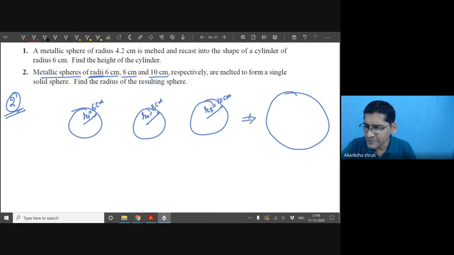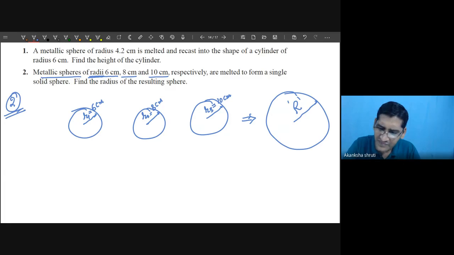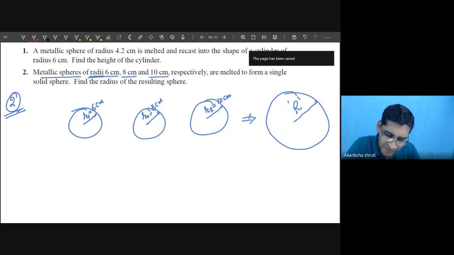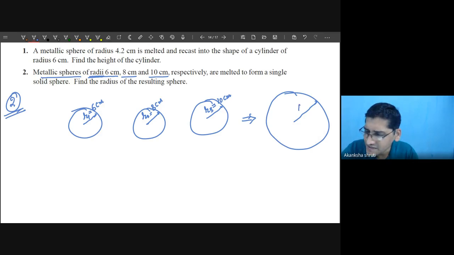Means it will give a bigger sphere. Find the radius of this resulting sphere. Let us denote it by capital R. Okay. It may be asked for calculating the surface area of the new sphere. The same concept. After calculating the radius, you have to calculate the surface area also. So let us go for calculating the radius of the new sphere first. Then we will go for the surface area.